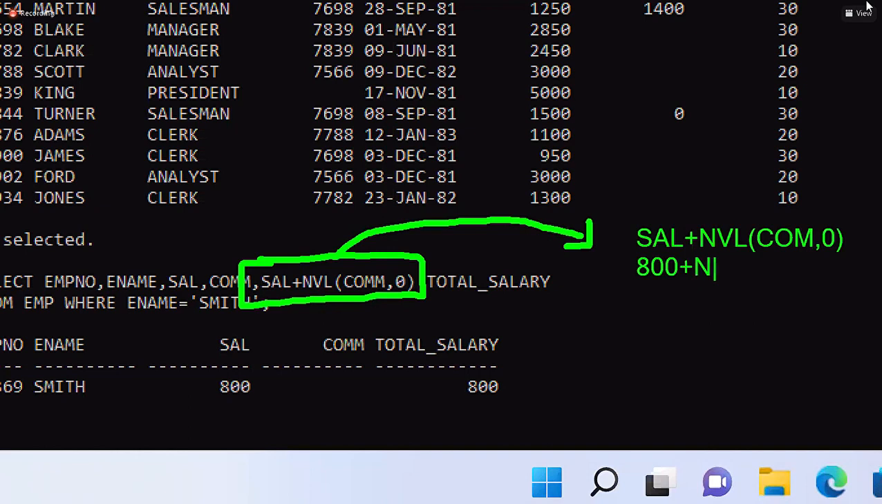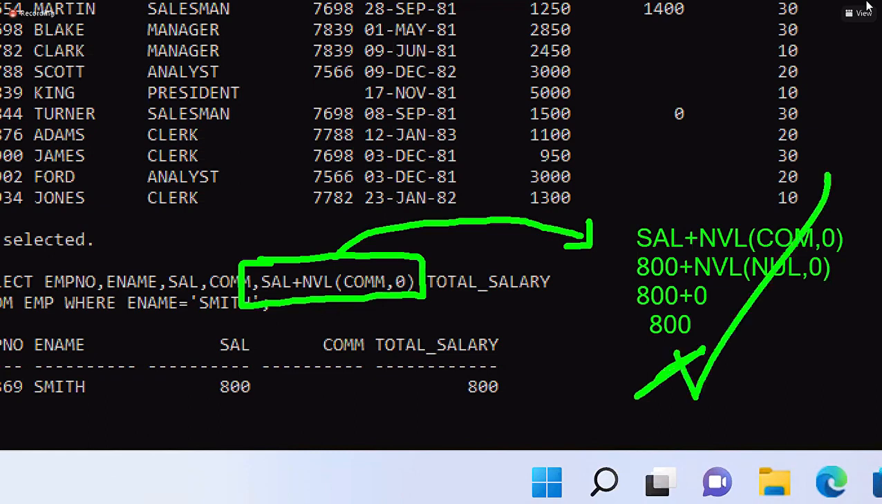Plus NVL of this person's commission, how much? Null. So NVL of null comma 0, and the next operation, 800. Now tell me, NVL of null comma 0, what does it return? 0 is returned. So that means in place of this entire NVL function, I take 0. So finally your output is what now? 800. This is the calculation of how it was internally executed here. Understand now? So 800 came out.